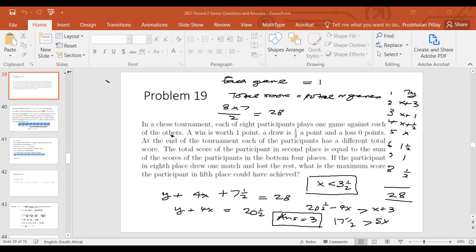Can I just find out if anybody has got the answer 3? Wow, there were 3 people. 5 people got the answer 3. Very good. Excellent. Okay. Well, let's hope we get a couple of people in the top. I'm quite certain there will be a number of people in the top 100. Let's go to problem 18 now.